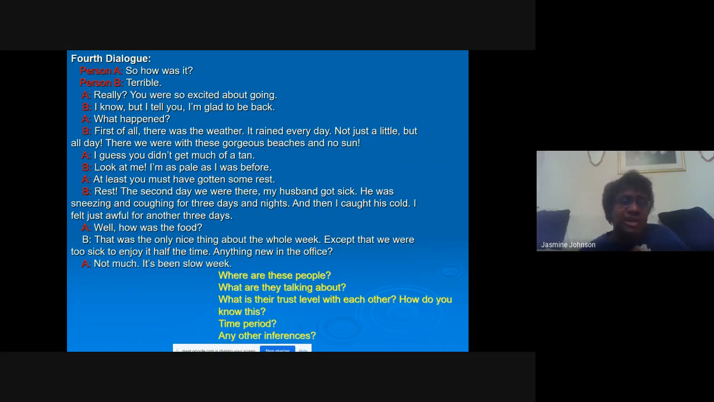So while I'm reading, that kind of tells me that person B is Caucasian because they're pale. They're not going to be Black or African American because they were looking to get a tan. So I'm thinking somebody of more of a lighter skin tone.